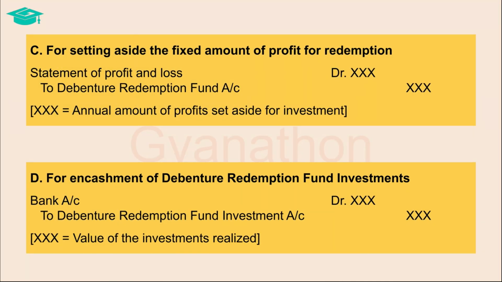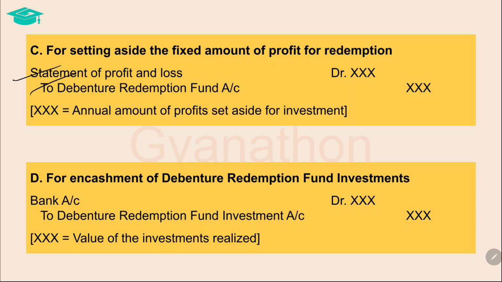Next, in the final year also, the ascertained annual amount of profits has to be transferred to the debenture redemption fund account. This is also done in the same way as we saw for every other previous year. Since the amount is taken out of profits, the statement of profit and loss is debited with the annual amount of profit that is to be set aside. The corresponding credit is given to the debenture redemption fund account.